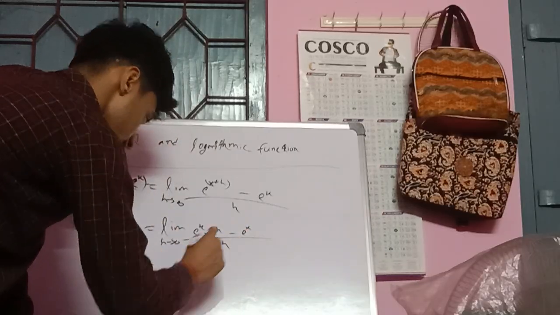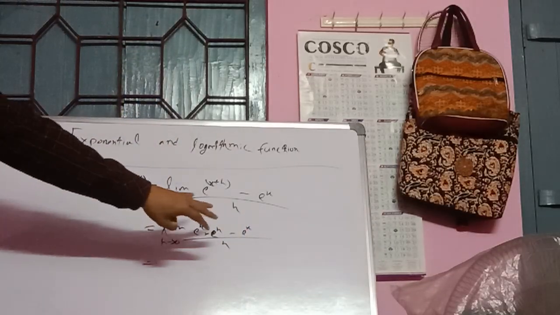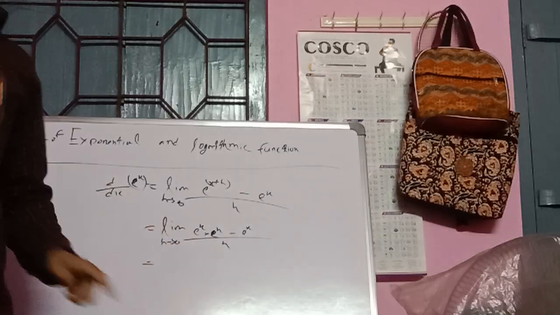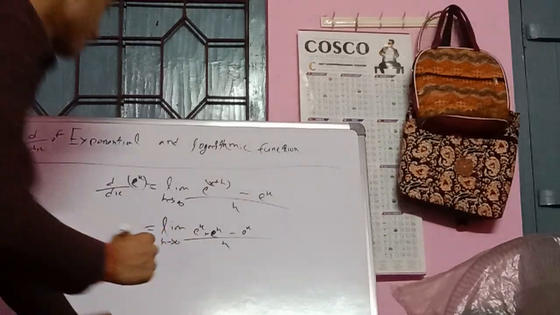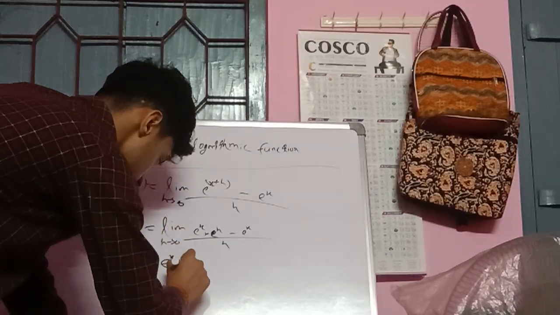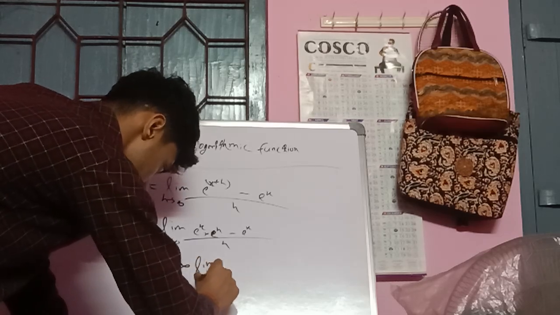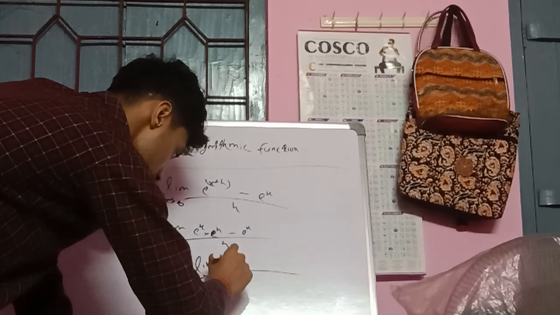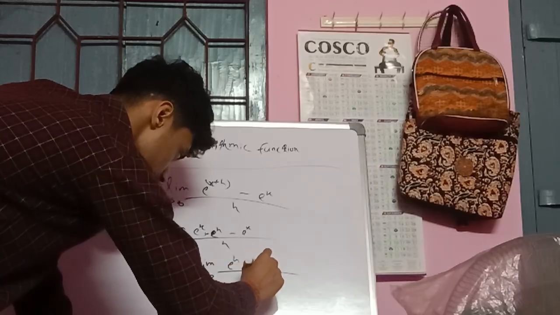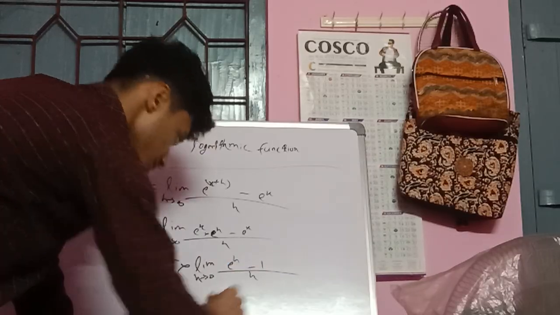I can factor out e to the power x and take it outside of the limit, because e to the power x itself does not depend on the value of h. So this would be e to the power x times the limit as h approaches 0 of e to the power h minus 1, whole divided by h.